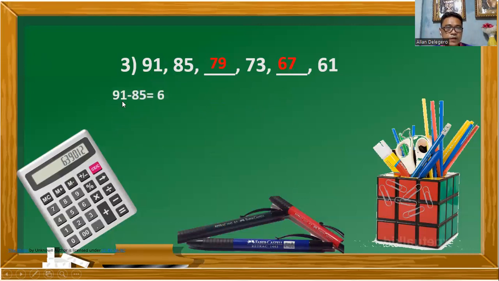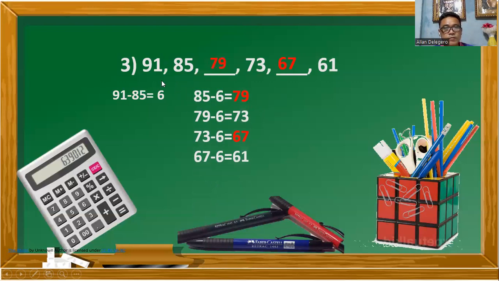So 91 minus 85 is 6. So 85 minus 6, so subtraction because it is descending order. So 85 minus 6 is 79. So we have here one of the missing terms, 79. 79 minus 6 is 73. 73 minus 6 is 67. Then 67 minus 6 is 61.